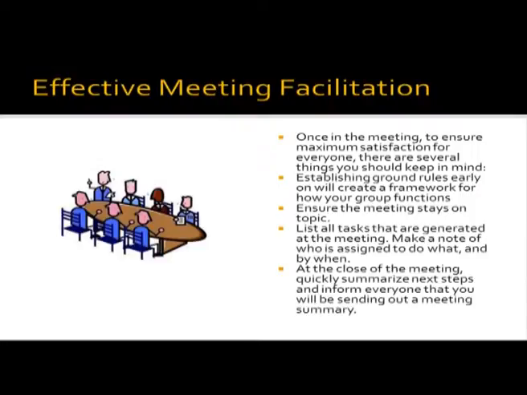Second is to ensure that the meeting stays on the topic. List all the tasks that are generated at a meeting. Make a note of who's assigned to do what and by when. At the close of the meeting, quickly summarize next steps and inform everyone that you will be sending out a meeting summary. So, now let's examine how to facilitate a meeting in more detail.